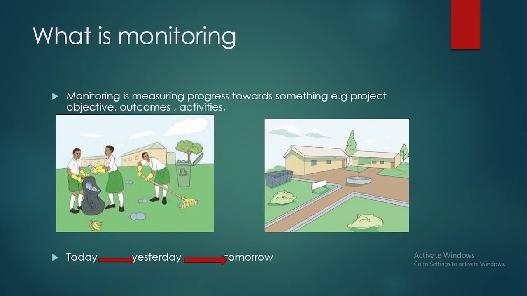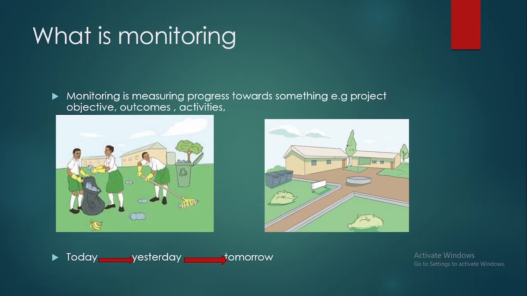Monitoring is measuring progress towards something. For example, it can be a project. You're monitoring project objectives or outcomes or activities. You're monitoring progress towards that. I've just shown a brief example. Maybe your objective is to have a very clean compound, and you can see students cleaning, so you're monitoring your progress towards the objective you want to attain, having a very clean school and a very beautiful compound.